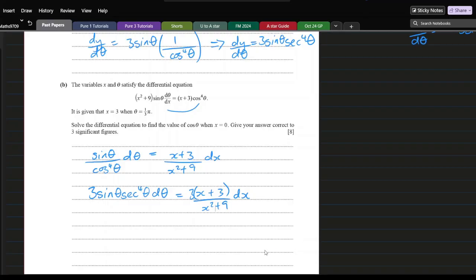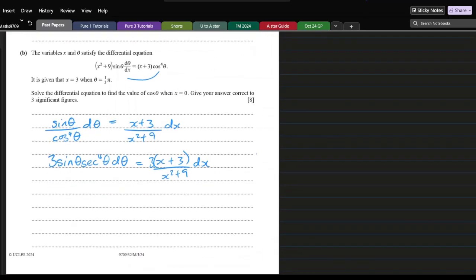Alright, so now we need to play around with the right hand side. I'm going to do that on the side. So I've got 3x plus 3 over x squared plus 9. This can be written as 3x plus 9 over x squared plus 9. I'm going to distribute the denominator, so that's 3x over x squared plus 9, and 9 over x squared plus 9. We can integrate these two functions, so that's good.